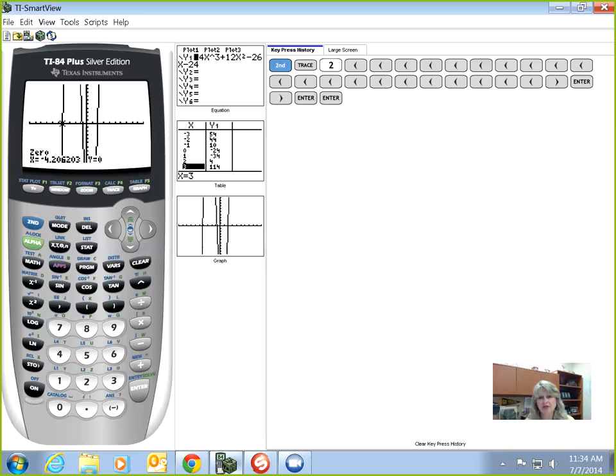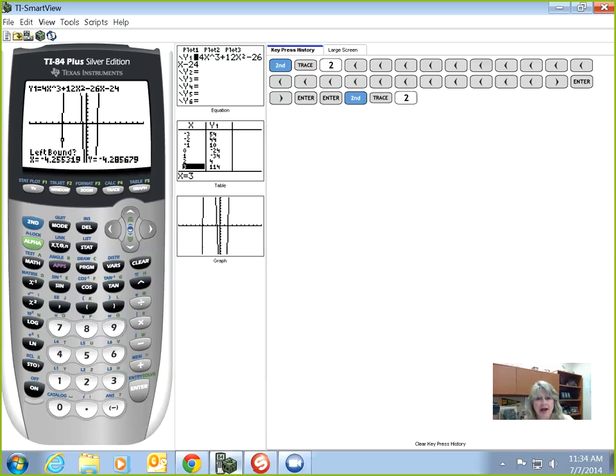So notice our first x-intercept, let's write it on our paper. Our first x-intercept is approximately negative 4.206. That's the first one. All right, now we're going to calculate the second x-intercept. So we do the same process again. Press second, calculate. Number 2. Now we want our cursor to be on the left side of the second x-intercept. We need it to be a little bit closer.